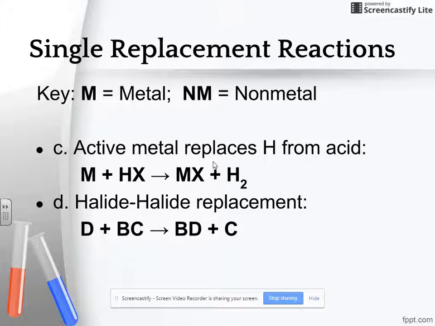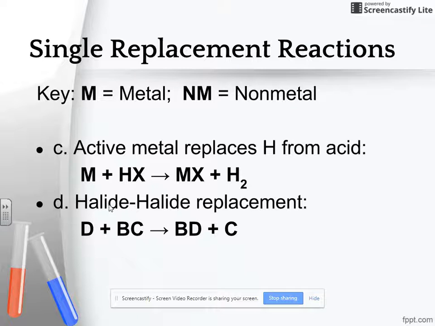Next, you have an active metal replacing hydrogen from an acid. You'll have a metal with a hydrogen acid compound. It'll always start with H because it's an acid, and that metal will replace the hydrogen. Again, it's got to be higher than hydrogen on the activity series. And it'll form your metal with whatever else was a part of the acid, along with H2.